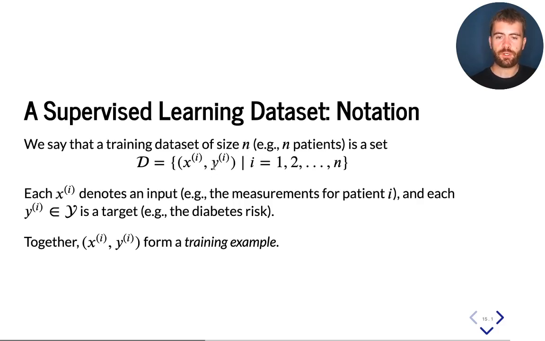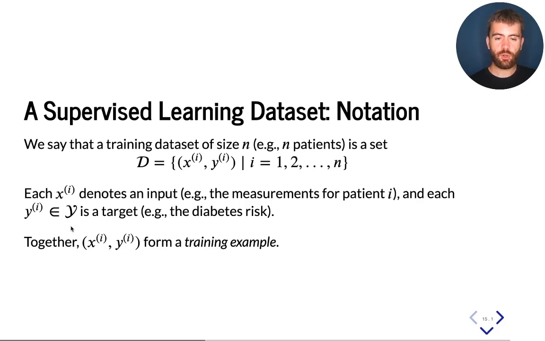So this superscript is not an exponential. We're not taking y to the ith power. This is just an index over all of these data points. And each tuple here that's indexed by i is associated with, in our earlier example, a patient. And each tuple is going to be called a training example. This training example has two parts, x and y.